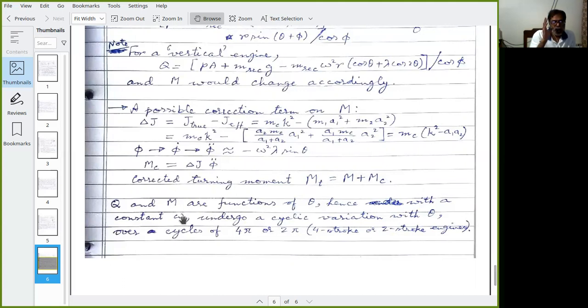You know that there is one round of power production from the burning of the gas, or whatever is used, in 4 strokes, that is 2 crank cycles, in 4-stroke engines, and in 2 strokes, that is 1 crank cycle, in 2-stroke engines. So accordingly, this cyclic variation with theta takes place over cycles of 4 pi or 2 pi of crank rotation. This cyclic variation of turning moment and the associated issues and requirements we will study in the next.